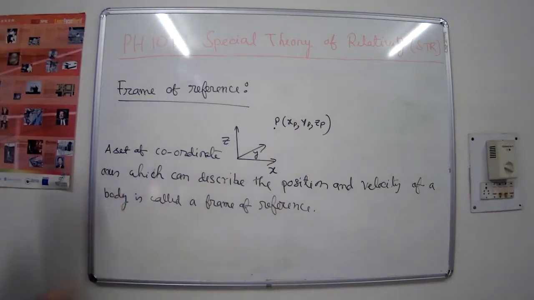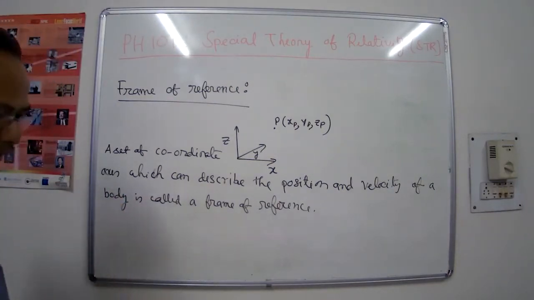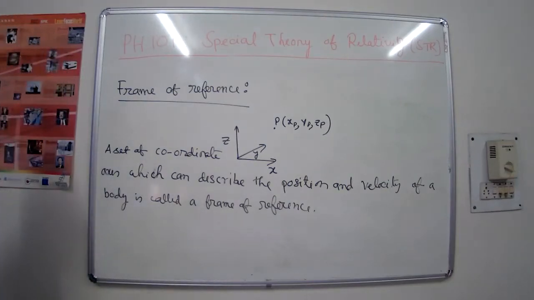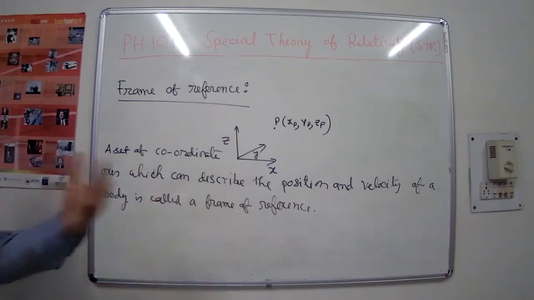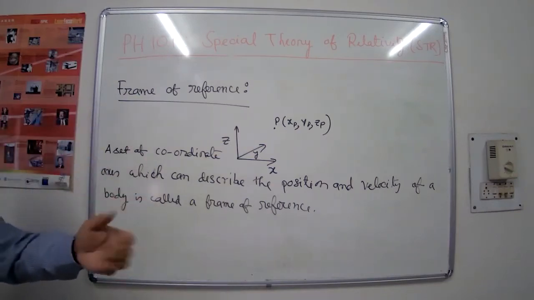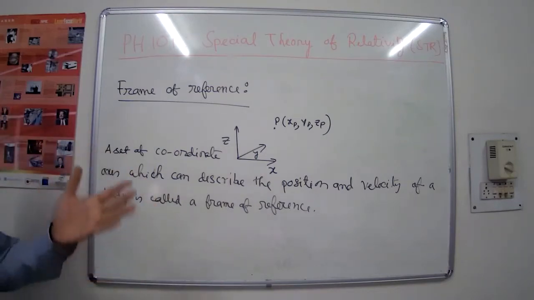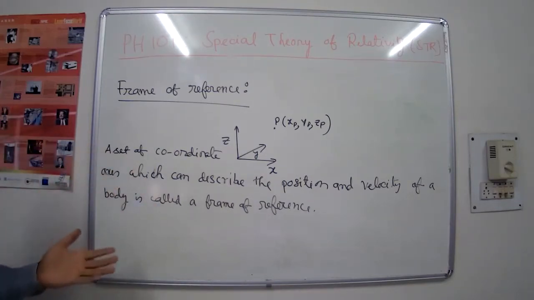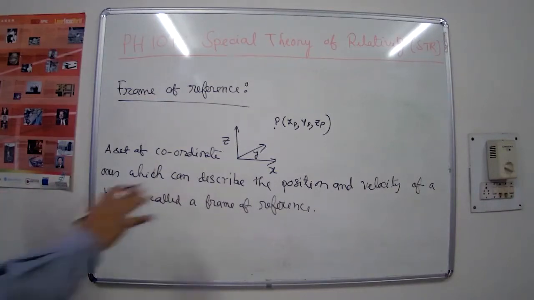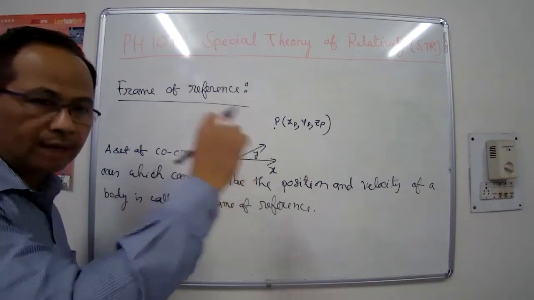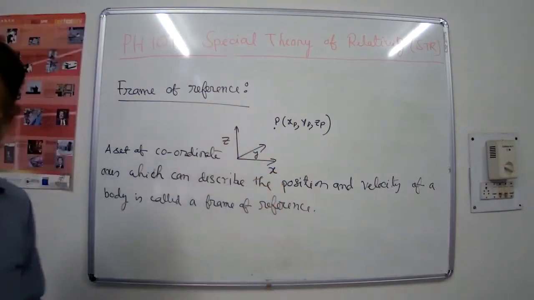So a frame of reference can be, you are standing on the floor and you define an x-axis, y-axis and z-axis with respect to the space in which you are standing. That constitutes a frame of reference. Now your friend is on a train and the train is moving. The train can also define a coordinate system, x, y, z, for example, and that will be another frame of reference. So you can have different frames of reference, and in each frame of reference, you can define the position and velocity of a given body.